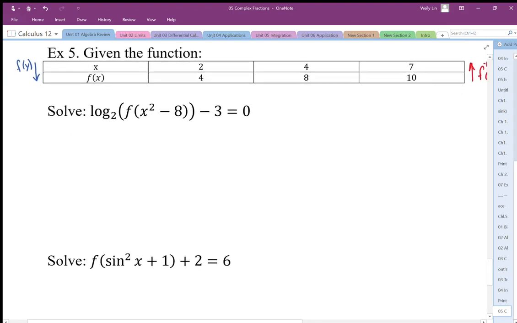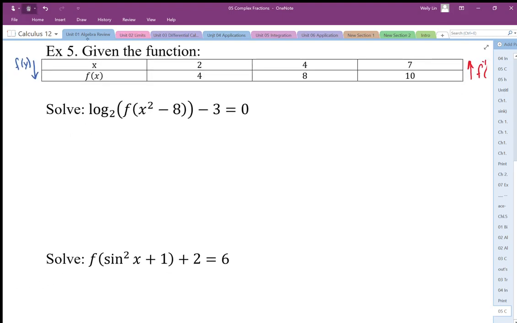Okay, well, let's solve. And I'm going to solve using an inverse. So first of all, I'm going to inverse the log. Well, I'm going to get rid of that minus by using plus. So I'm going to add 3 to both sides. I'm going to get rid of log by undoing the log with an inverse or using the definition of log.